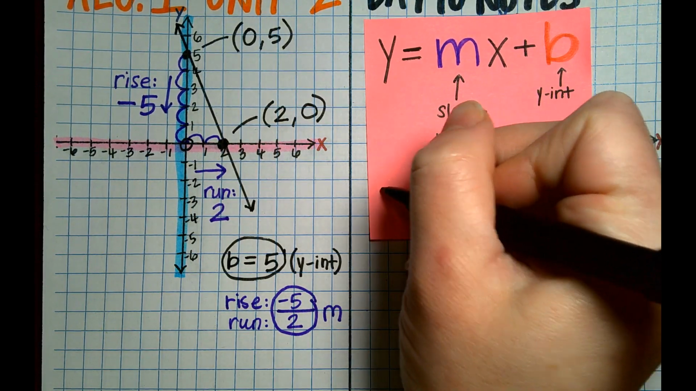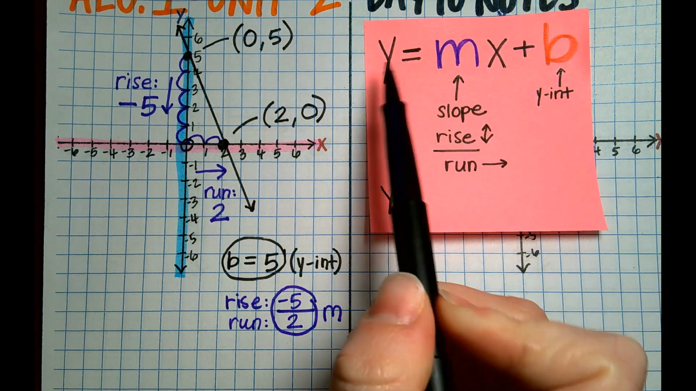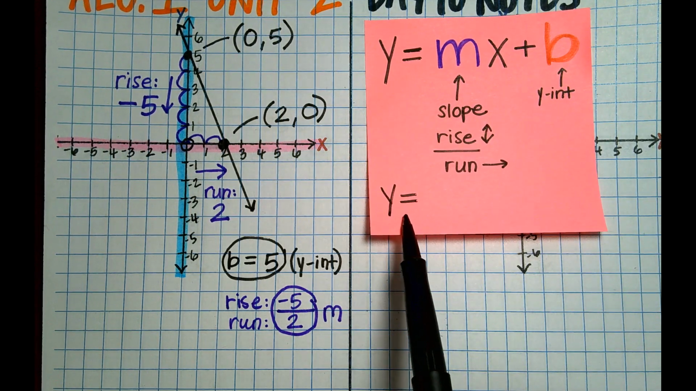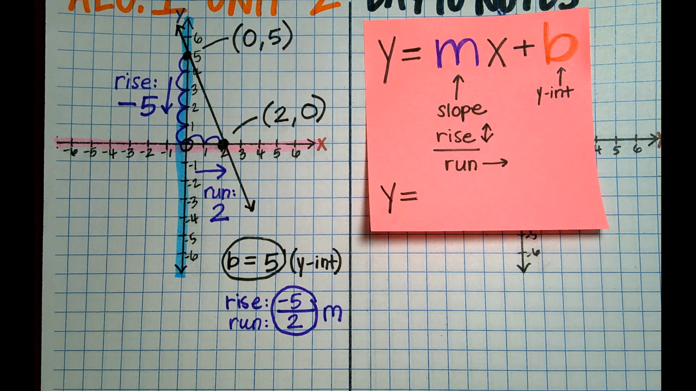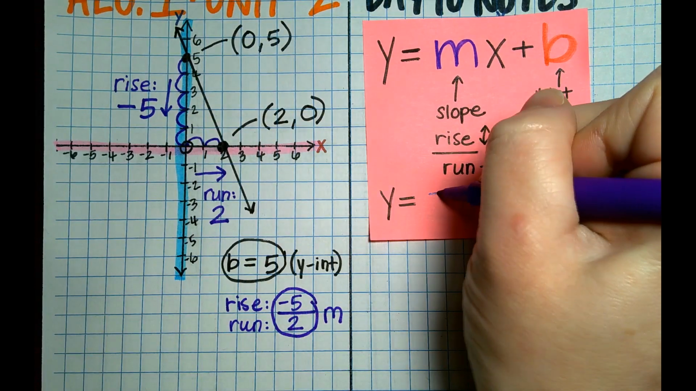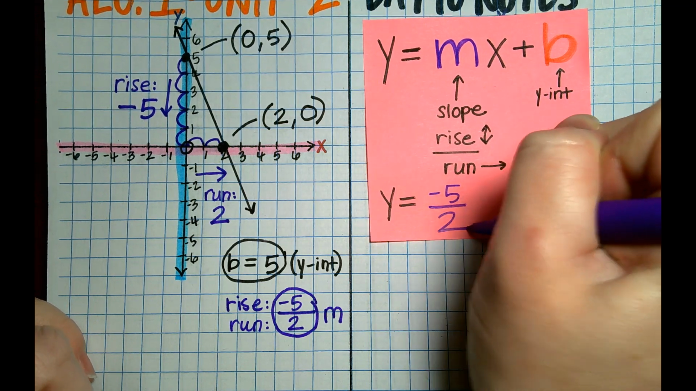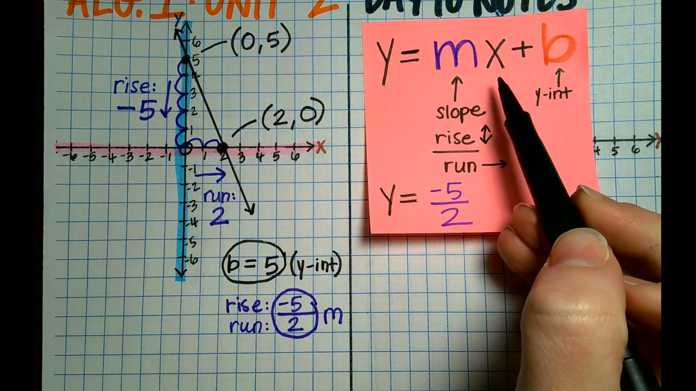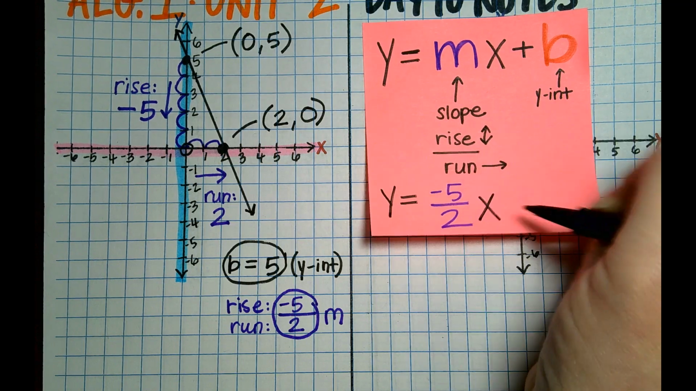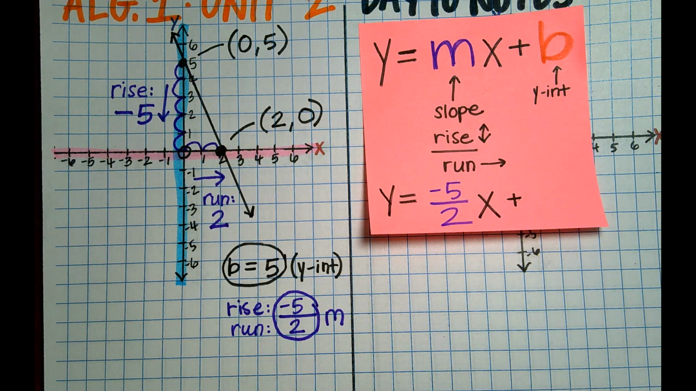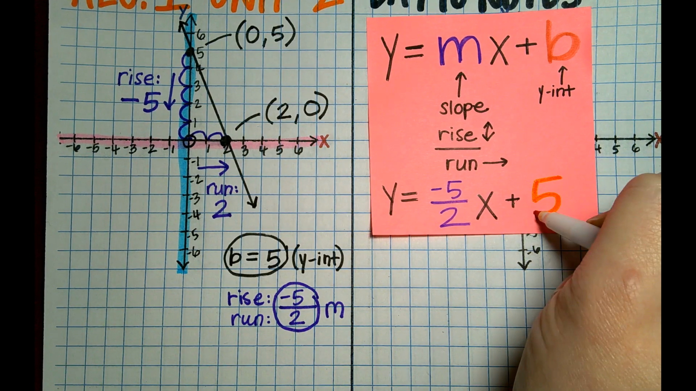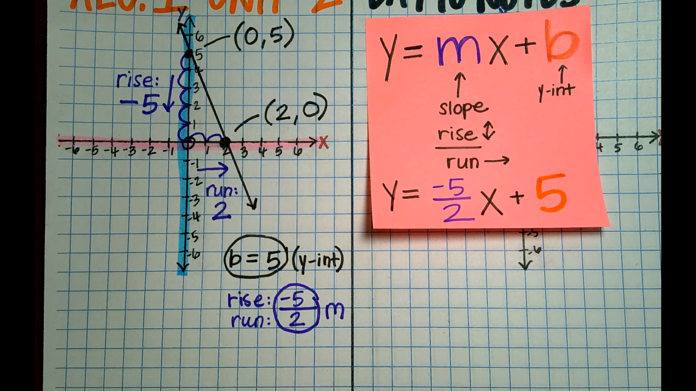Now, in my equation, we're going to write y equals. What's my slope? That's what comes next. Negative 5 over 2. What comes next? X. Positive 5, plus my y-intercept, which we found out is 5. You just wrote an equation. That's not so scary when we break it down and do it slowly.